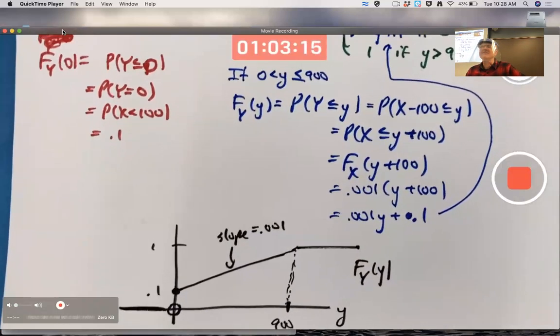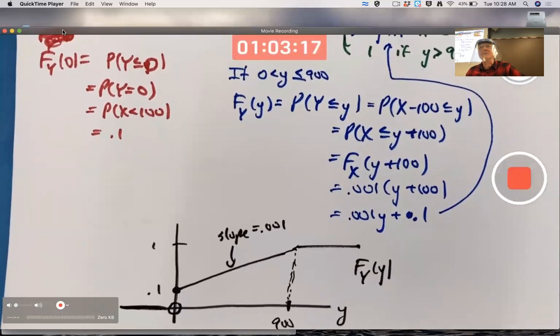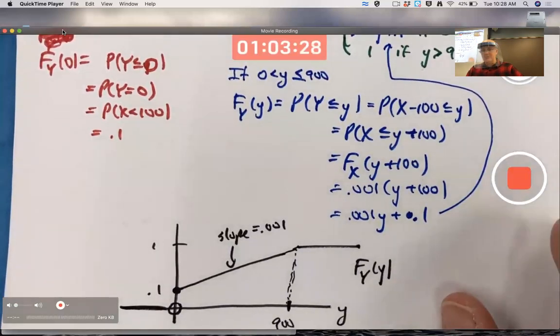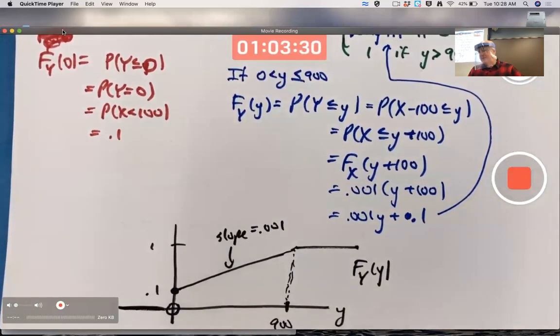The delta function is not really a function in the usual sense. It's something called a distribution, which is not the same meaning as distribution in probability. But I don't want to get into that. That would be too far afield. It's better to just think about it with the CDF instead of thinking about it with the PDF.